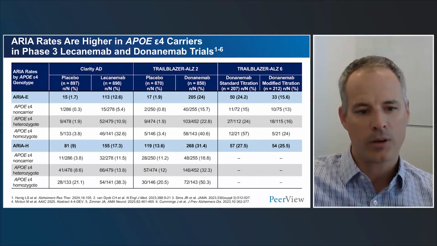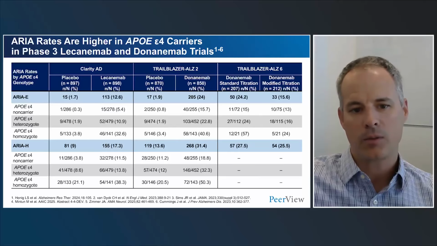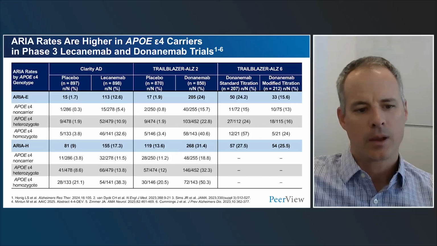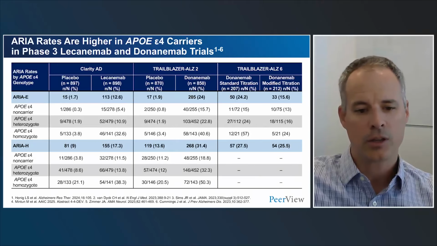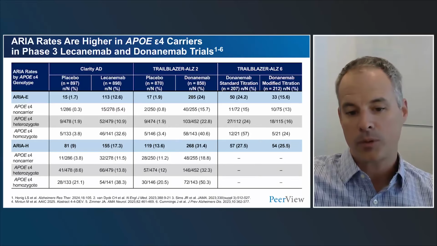And the numbers are even higher in the original donanemab trial, where about 30% of the patients had ARIA-H and 24% had ARIA-E. Again, it's worth noting that the placebo group had 13.6% with ARIA-H. And that number goes up to 50% in the APOE4 homozygotes.